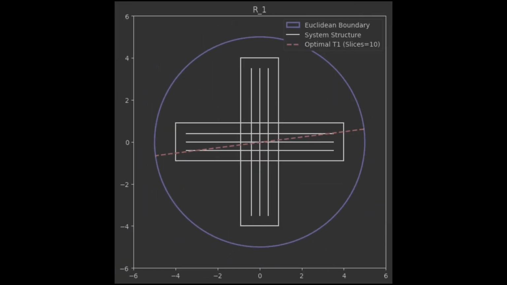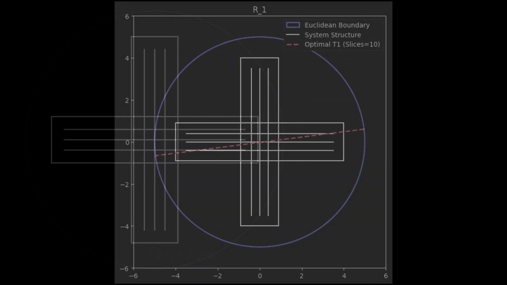Okay, assuming you found it, let's take a look. The overall goal with this is to find the optimal slices, so the most slices to create the most possible topological regions within our shape.